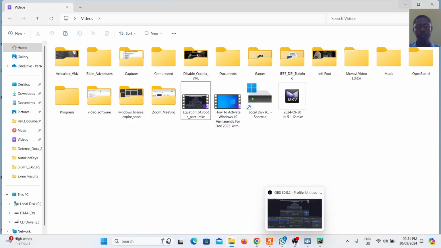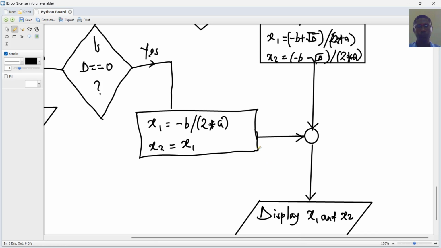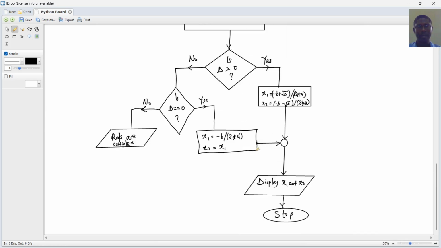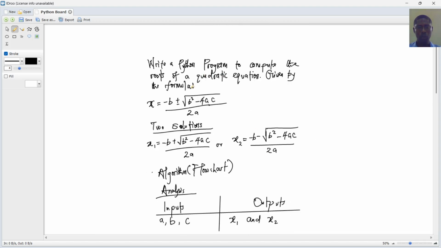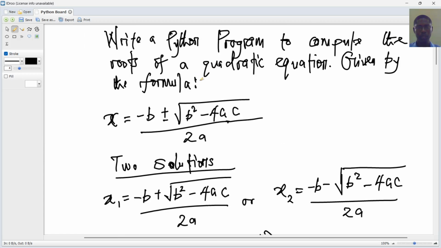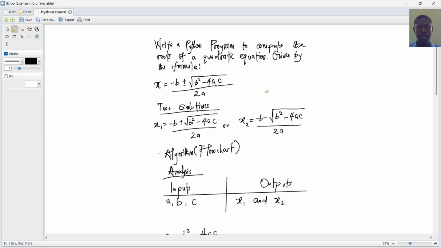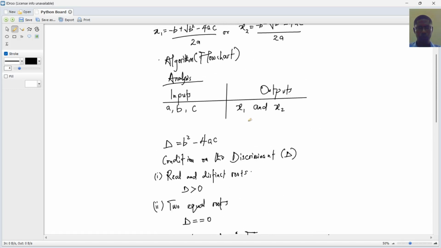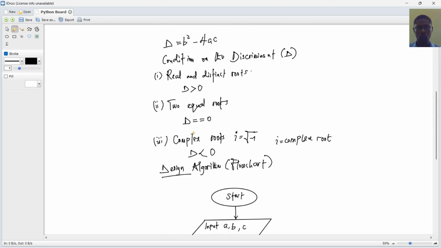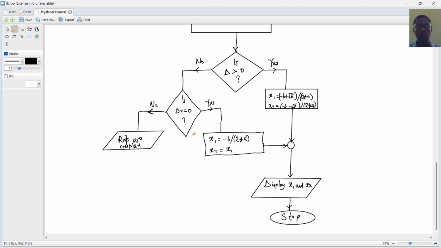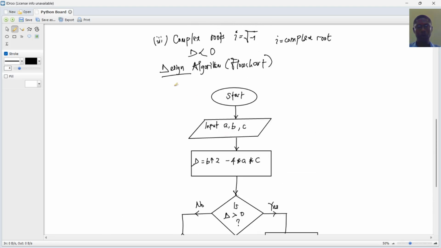In the first video, we were able to analyze convincingly how to go about the solution of this problem. The problem was to write a Python program to compute the roots of a quadratic equation given by the formula we have here, and of course we've explained in part 1. So in part 2 we are going to go about the implementation of this design.